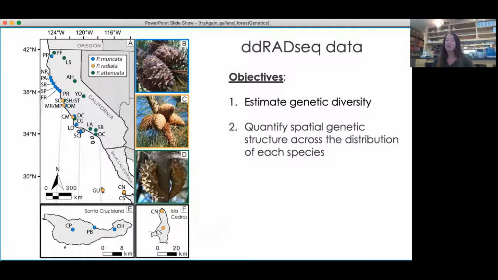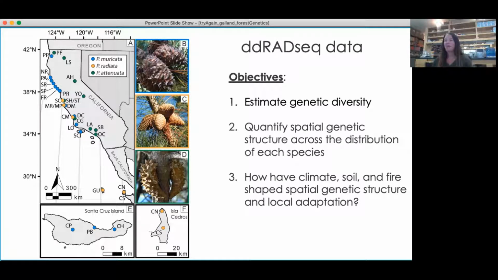And next, we plan to quantify genetic structure across spatial scales to characterize how genetic variation is distributed across the landscape. So given the disjunct distributions, do we expect population structure within species, or uniformity given wind pollination and patterns in other conifer species? And finally, we will analyze the influence of fire, soil, and climate on patterns of genetic structure, and we'll search for genetic signatures of local adaptation. So today I'll be discussing recent preliminary results as relevant to our first objectives.